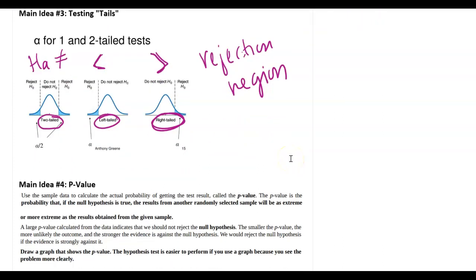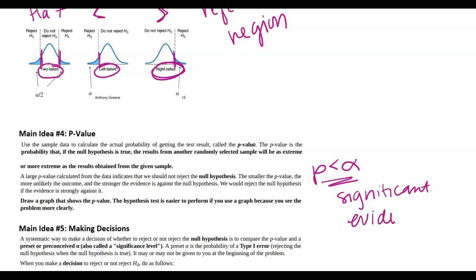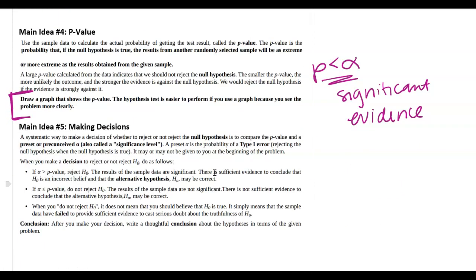Now, your alpha level depends on what that critical value would be for you to then create that rejection region. You also will be able to calculate a p-value, and if your probability is smaller than alpha, then that is what we're going to say is significant evidence. It is important that we draw a graph and a picture and show what the p-value is in each one of our situations. It's just going to help with context of what's going on.